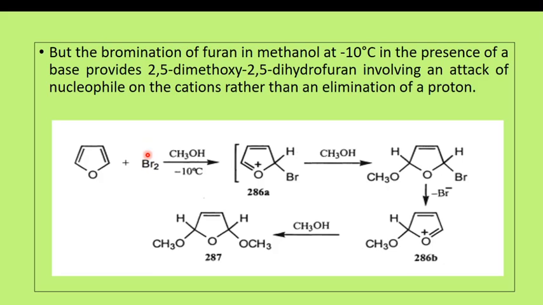So this Br2 first attacks at second position in presence of CH3OH, that is methanol, at minus 10 degrees Celsius. Then in presence of this methanol, it attacks at fifth position. Then further there is a removal of bromine from second position, and then further in presence of this CH3OH group, it gives furan substituted with OCH3. Finally, we get the furan substituted at second and fifth position with methoxy group.